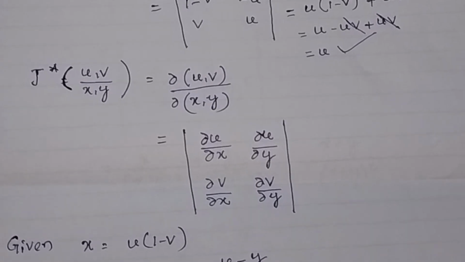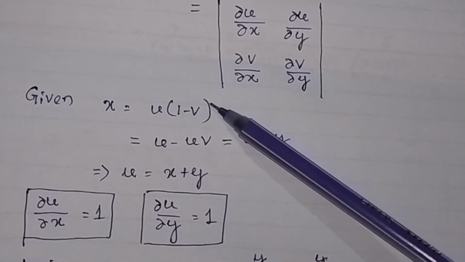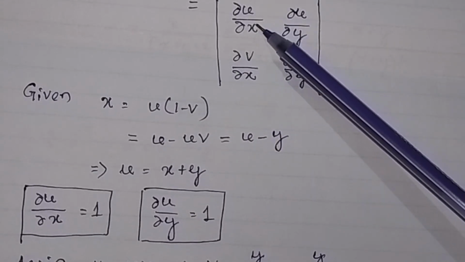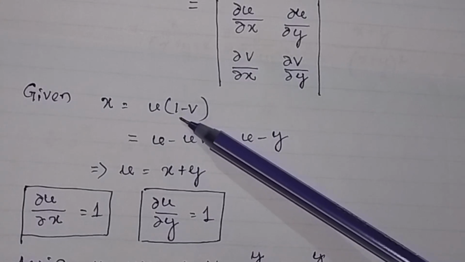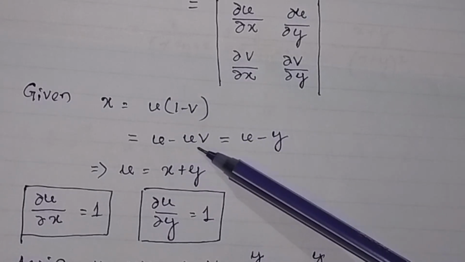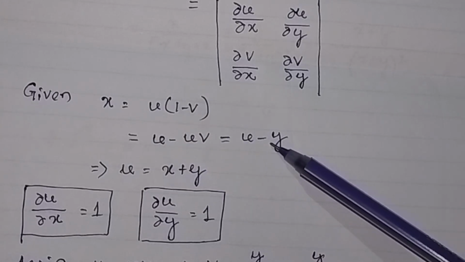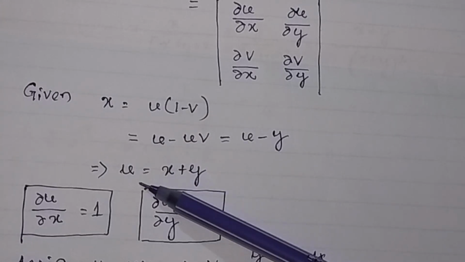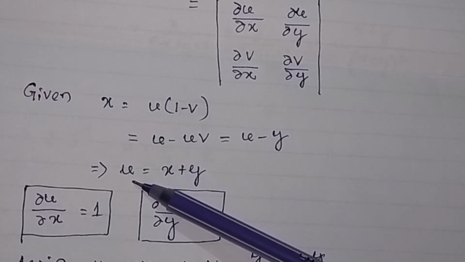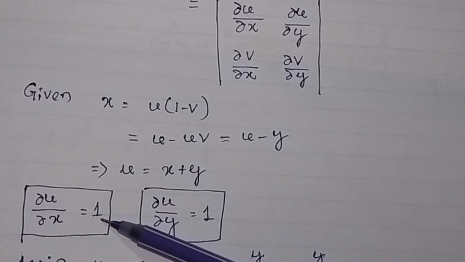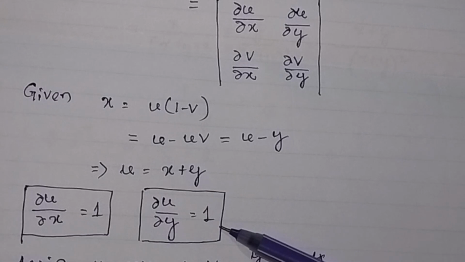In this question it is given that x equals u into 1 minus v, and we have to find the partial derivative of u with respect to x. So x is equal to u into 1 minus v, that is u minus uv, and uv is given as y, so x is equal to u minus y. So u will be equal to x plus y. Then the partial derivative of u with respect to x will be equal to 1, and the partial derivative of u with respect to y will be equal to 1.